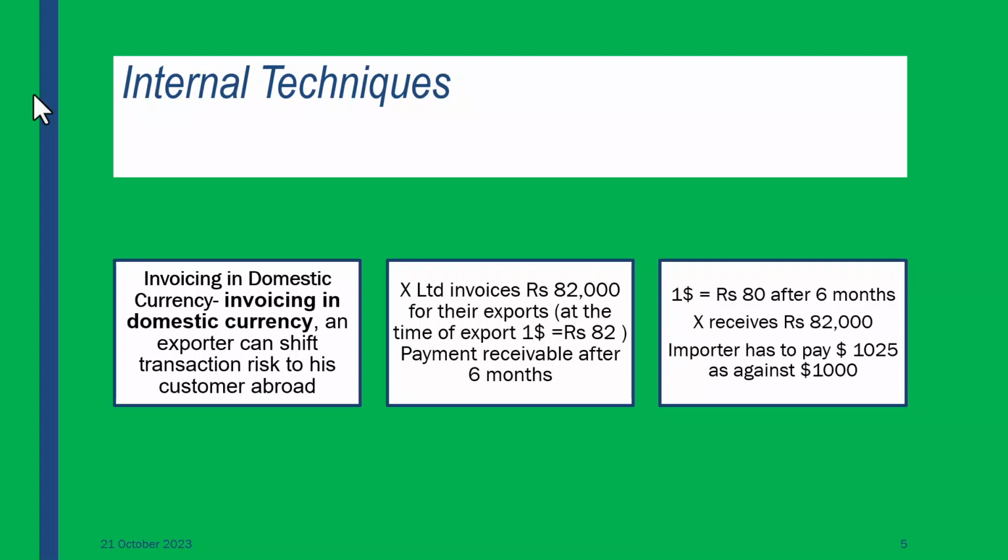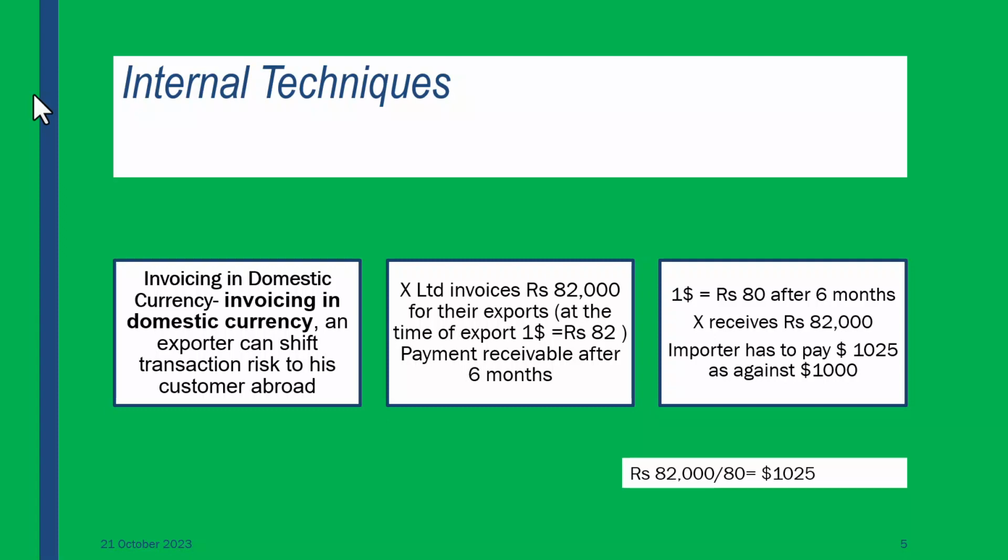Now $1 is 80. Now it happens that the dollar after 6 months actually depreciates, and the dollar is equivalent to 80 rupees. But he is going to receive 82,000 because your customer is going to pay you 82,000. So the importer has to pay now. He was supposed to pay $1,000. He will be paying $1,025 because now he has to shell out more dollars. Had the currency remained at 82, then he would have paid $1,000. But now the Indian currency has appreciated against the dollar, so he is going to pay 1,025.